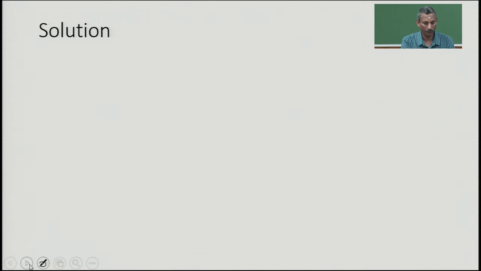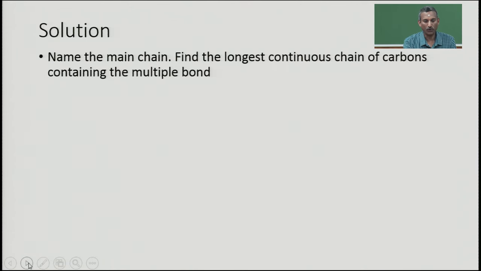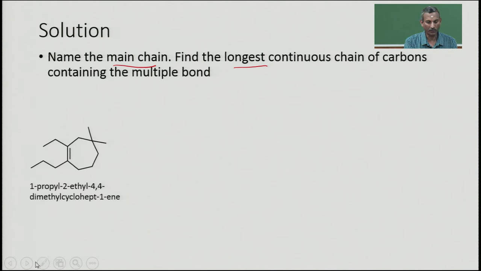So, if we are going to solve this problem, let us look at what are all the important things we have to look at. We need to identify what is the main chain for this particular compound, and we have to find the longest continuous chain of carbons containing the multiple bond. So, here is the structure which is given in the question. The first name given is 1-propyl. That means we have to start the numbering from this carbon: 1, 2, 3, 4, 5, 6, 7. So, there are 7 carbons present in this molecule, and you may have a question like, why do we have to start from this particular carbon, why not the other carbons? Yes, we will come to that later.